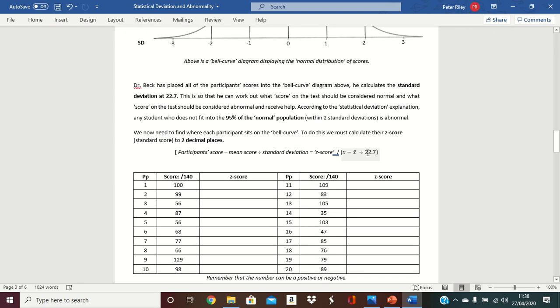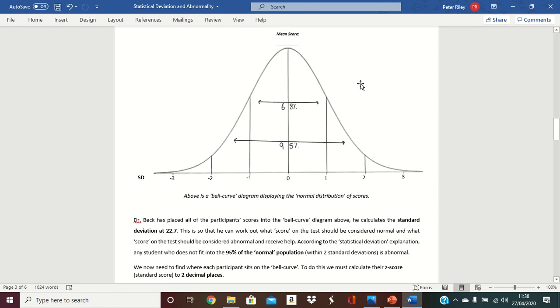Eventually, activity number 4 will ask you to calculate the z-scores for each individual participant. This is where we're really applying the statistical deviation to decide whether or not these people are statistically normal or abnormal according to that test. So this time we're going to use this display of data, this normal distribution, which represents the standard deviation away from the central mean. So what I'd like you to do is just put your mean score in there, whatever you've calculated. Again, we'll use 3 significant figures.